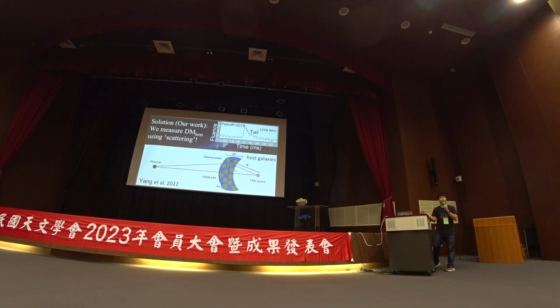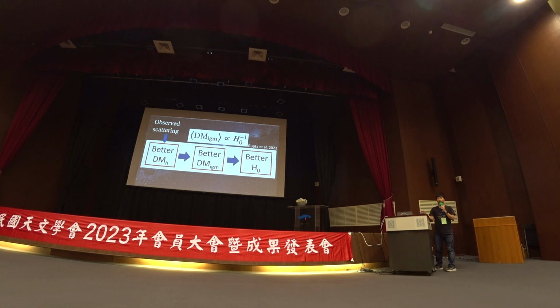How to calculate the scattering? We can see the upper part of the figure. There is a scattering tail. Normally the fluence comes down very fast, but because of the plasma, it will have a tail, so we can calculate the scattering.